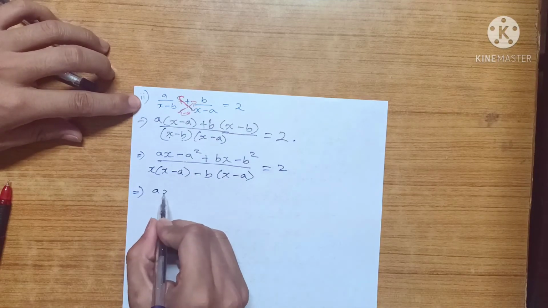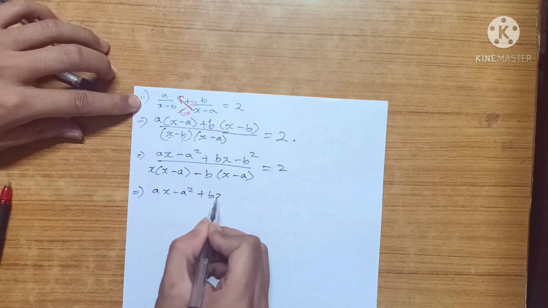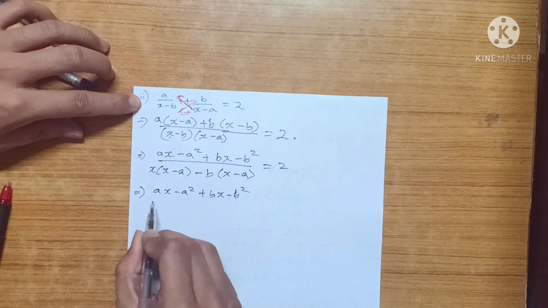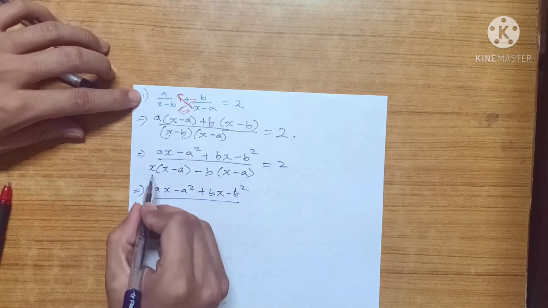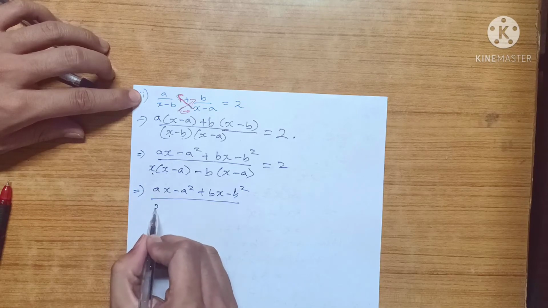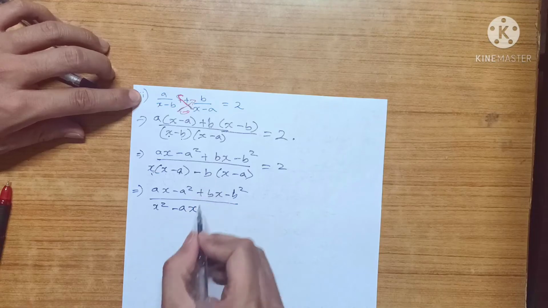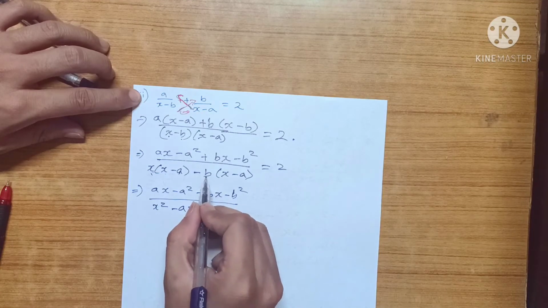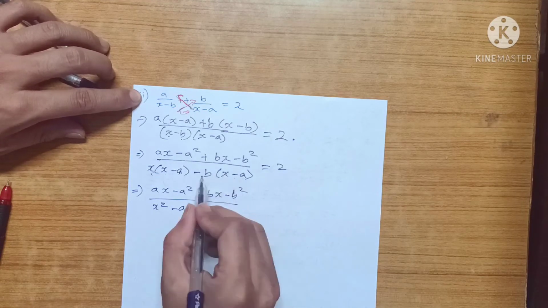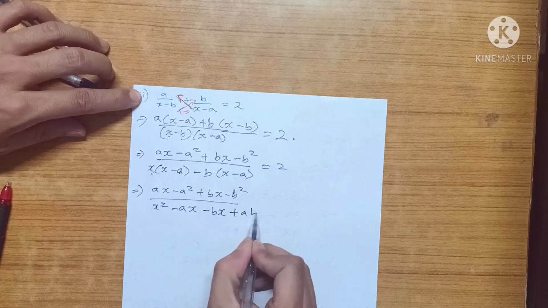This one, let's leave it as it is. If this question comes, it will come for 5 marks. By the way, if I open this bracket, x will multiply with x, x will multiply with this, minus b will multiply with x, minus b will multiply with minus a. So minus minus plus.